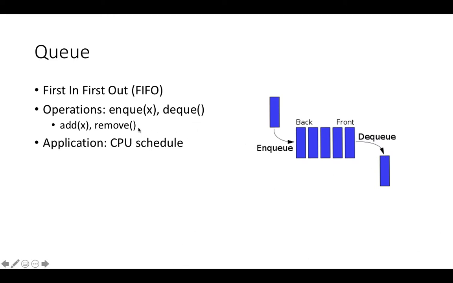So the add operation, sometimes they call it enqueue, and we have to give the element. The remove, sometimes we call it dequeue. Again, dequeue and remove, we don't need to give them input, but for enqueue and add, we need to give them input. One application for this is the CPU schedule.